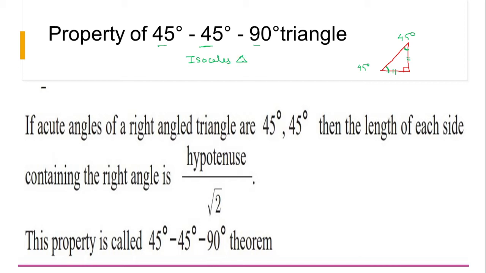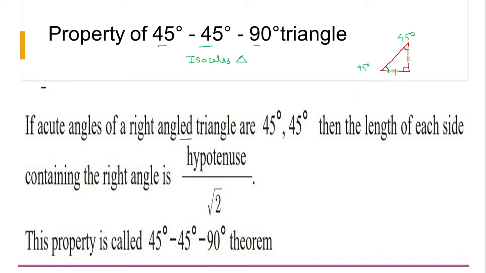And what is the property of an isosceles triangle? Two angles will be the same, and the sides which are opposite to those particular angles are also going to be the same. Okay, so let's see how this property will be helpful to us. Now, if the acute angles of a right angle triangle, let me highlight again, already it is a right angle triangle, and if the values of its acute angles are 45 degrees and 45 degrees, as I have drawn here, then the length of each side containing the right angle.